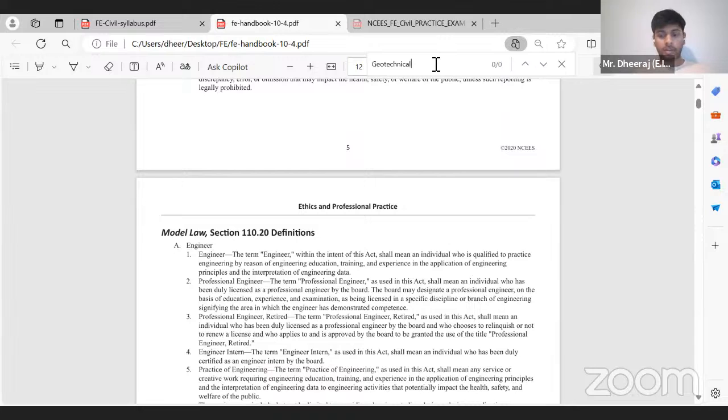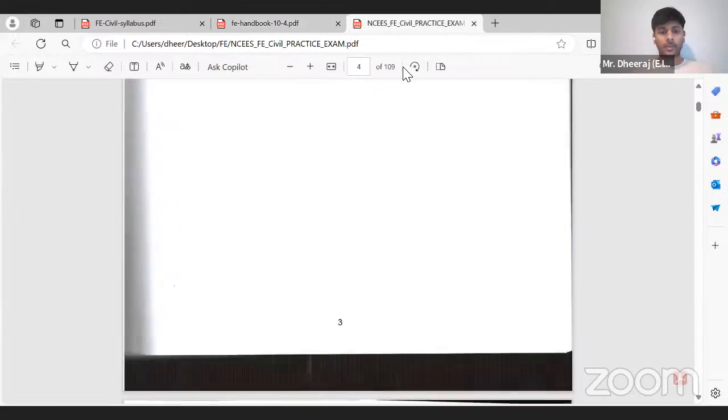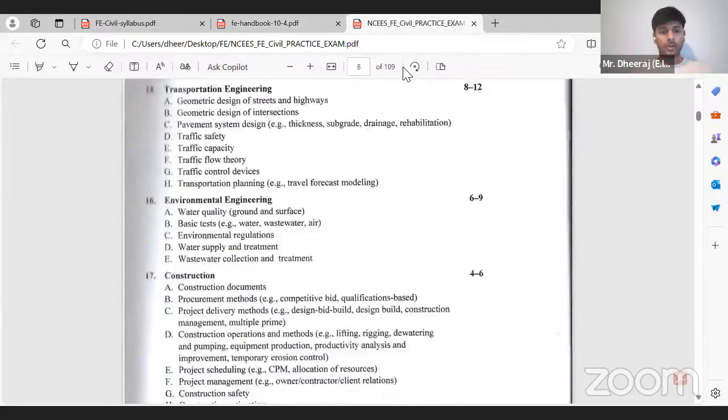I don't know why the find button is not working. But like I said, 10 to 15 questions you can solve by using the Control plus F button. In the exam, you'll be provided this handbook. Some of the questions, like from environmental, hydrology or transportation, you might not have studied the concept or any formulas. In that case, let's say I go to one of the model papers.